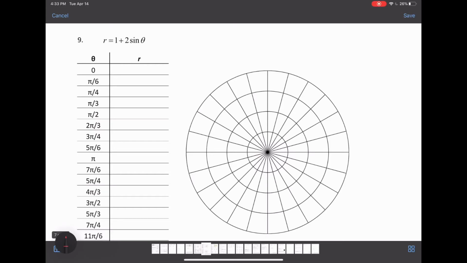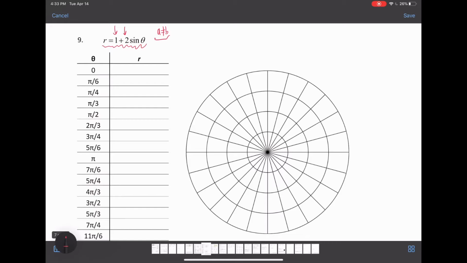All right, looking at the top of page 7, number 9 here says we've got to plot r equals 1 plus 2 sine of theta. Using what I know about the graphs we just previously tried, I know this won't exactly be a cardioid because your A and your B here are different numbers. A does not equal B. Now, it'll be some sort of limacon shape.